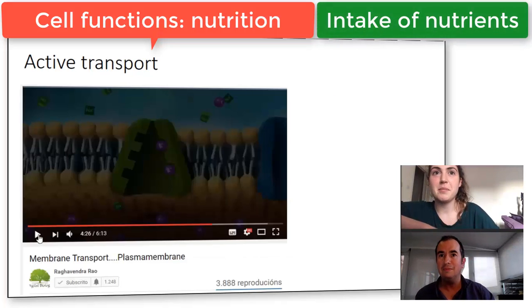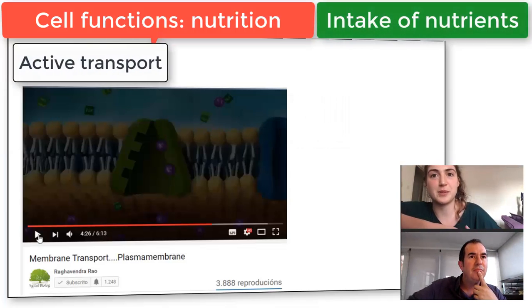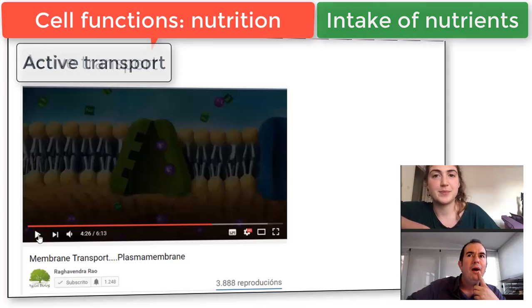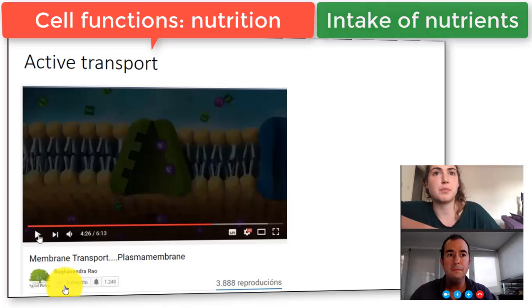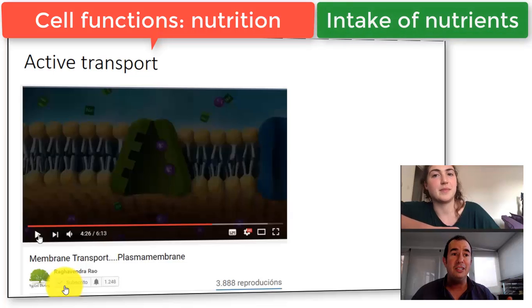Yes, but this time it needs energy. So yes to energy: active transport. Active transport is the name. The protein structures pump the substances through the membrane against the concentration gradient. That's because it needs energy, because it's very difficult. You push it back to a high concentration. So this is usually to accumulate high concentrations of molecules that the cell needs, such as glucose.